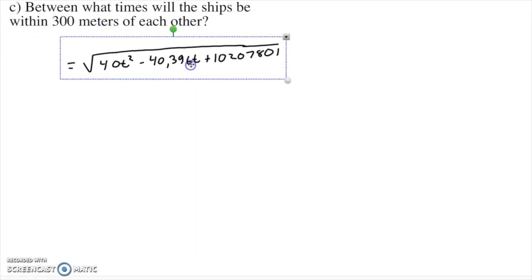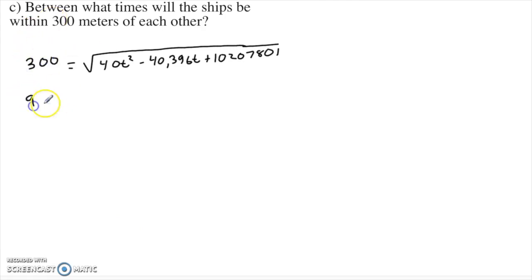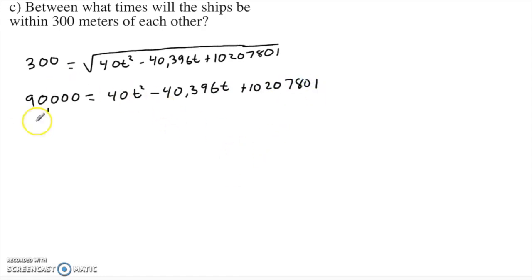What am I looking for now? I don't want to know how far apart they are. I want to know when they're 300 meters away from each other. So if I just go ahead and set this equal to 300, well, that means that 90,000 is equal to 40t squared minus 4396t plus 102,801. And hey, that's a quadratic, right?